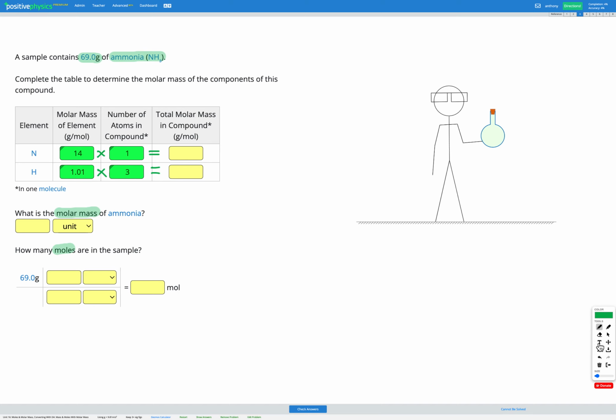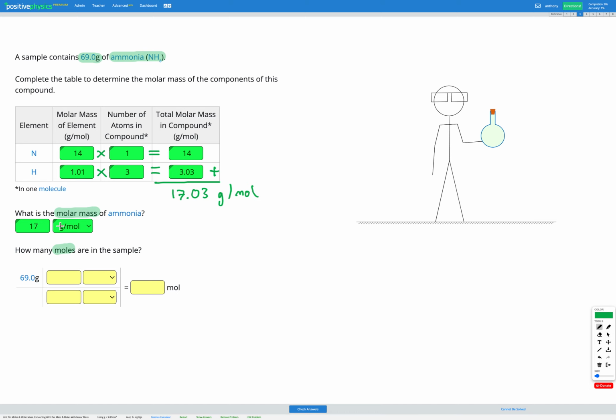So multiplying each of those out, the total molar mass of nitrogen in the compound is just going to be 14.01, because that's the molar mass of one, and we've only got one of them. For hydrogen, however, we have three of 1.01, so that's going to be 3 times 1.01, which is 3.03. And then to find our total molar mass of the entire molecule, we're going to add these together to get 17.03 grams per mole. So let's check that in our answer box here. 17.03 grams per mole. Wonderful. Okay, so there's our molar mass of ammonia.